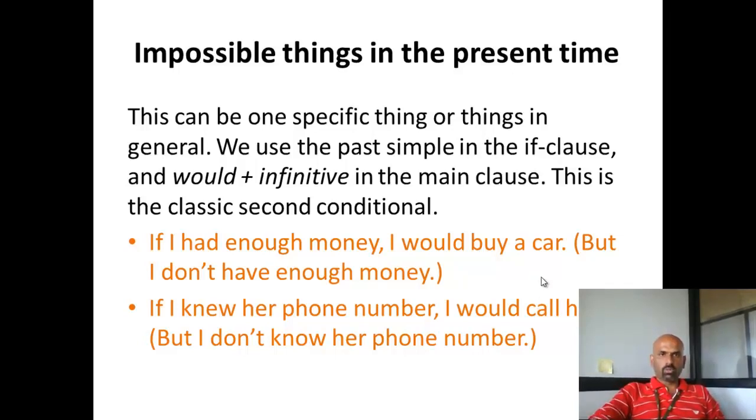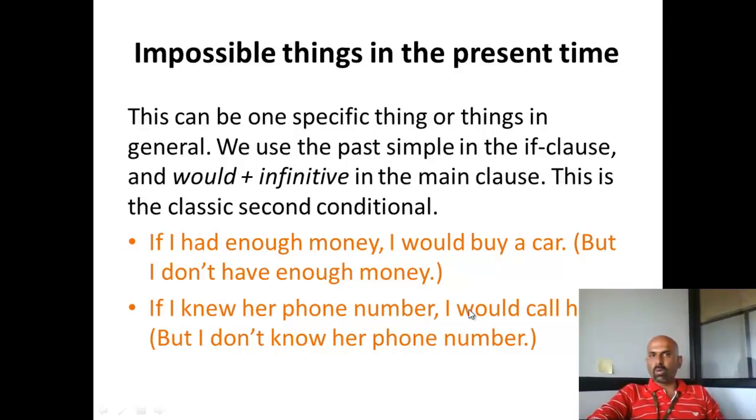There is nothing new in the rule. Here, if I had enough money, it's a past tense. Normally, past tense is followed by would. That is, the main clause will go with would plus verb. That is what was there. But why have we used it here? Let us see the explanation.